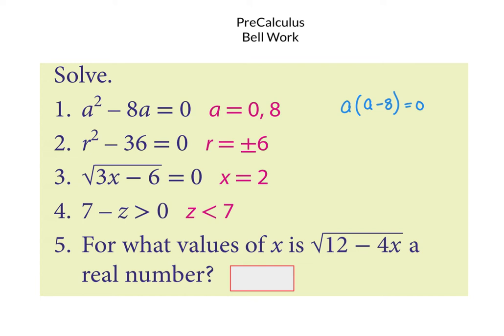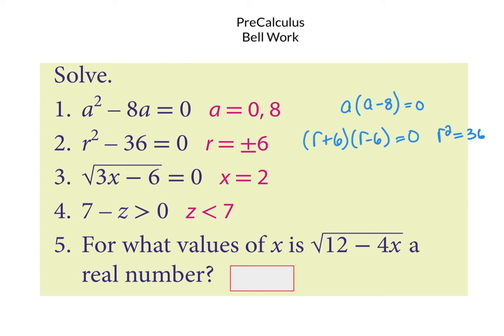Yes. So for this one, when you factor this, or if you added the 36 over, remember when you take the square root involving a variable, you have to consider the positive and the negative root.